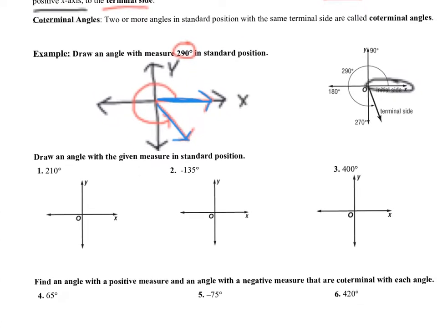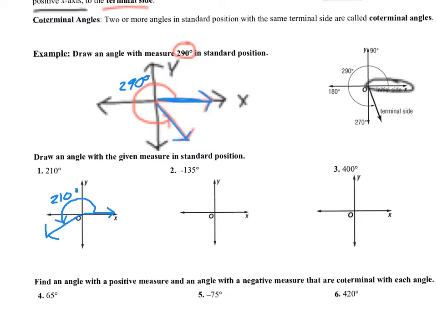Alright, so number 1 is also positive. So we start with the positive x-axis as our initial side. Because it's positive, we go counterclockwise. I've got 90, 180, 30 more. You need this spiral arrow so it shows which direction you went. Because if I didn't have that, then this could have been negative 150 degrees. Alright, and I need to indicate this is 210 degrees. In the example, I didn't indicate this was 290 degrees.